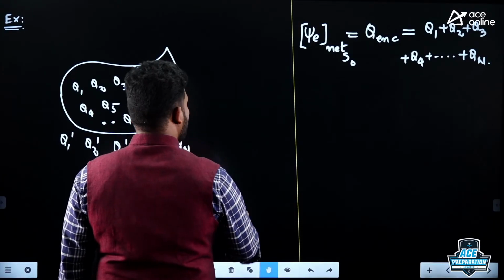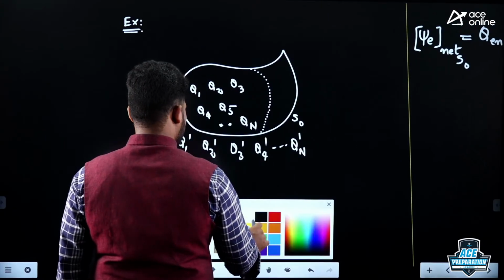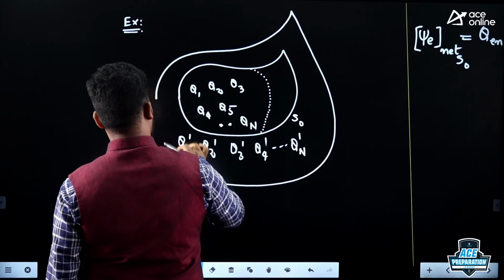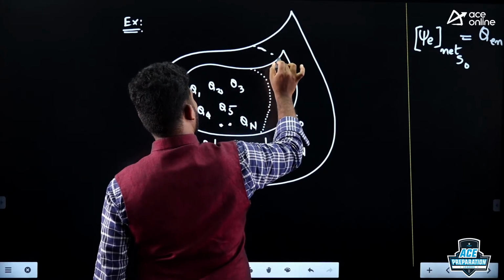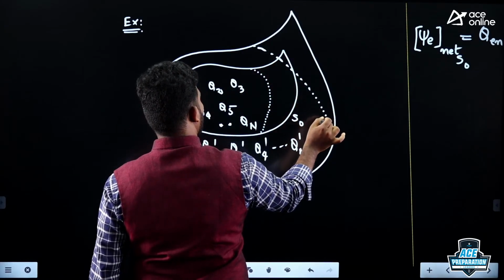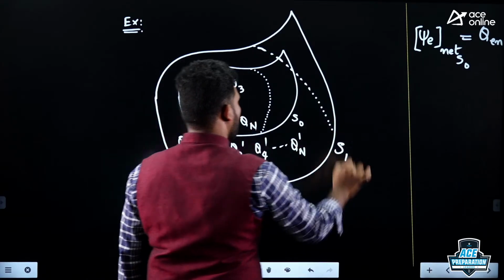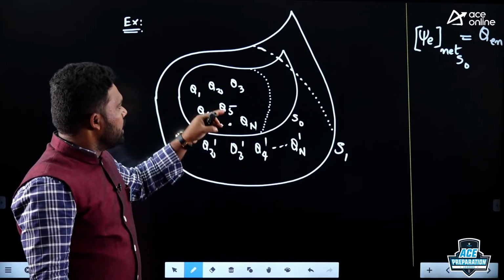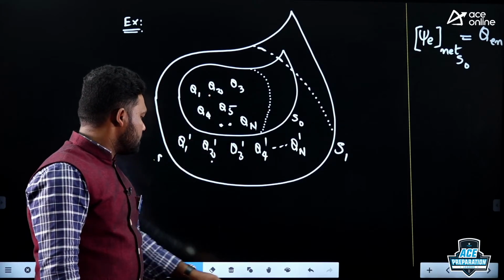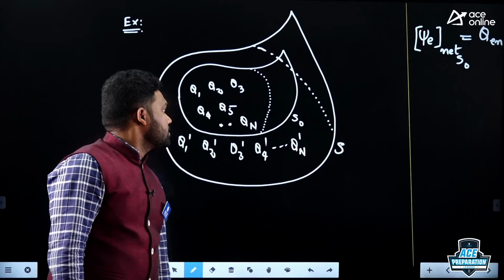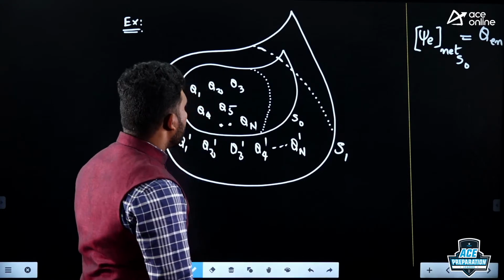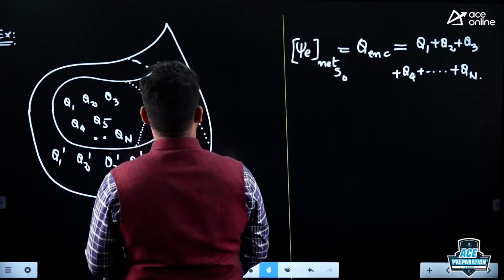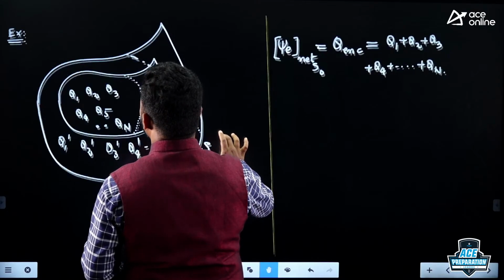Now I will consider one more surface, the S1 surface. This S1 surface encloses Q charges as well as Q dash charges. Let us see. I want to find out the flux coming from the S1 surface. I will apply the Gauss law here. What is our Gauss law saying? The net electric flux is equal to the charge enclosed.